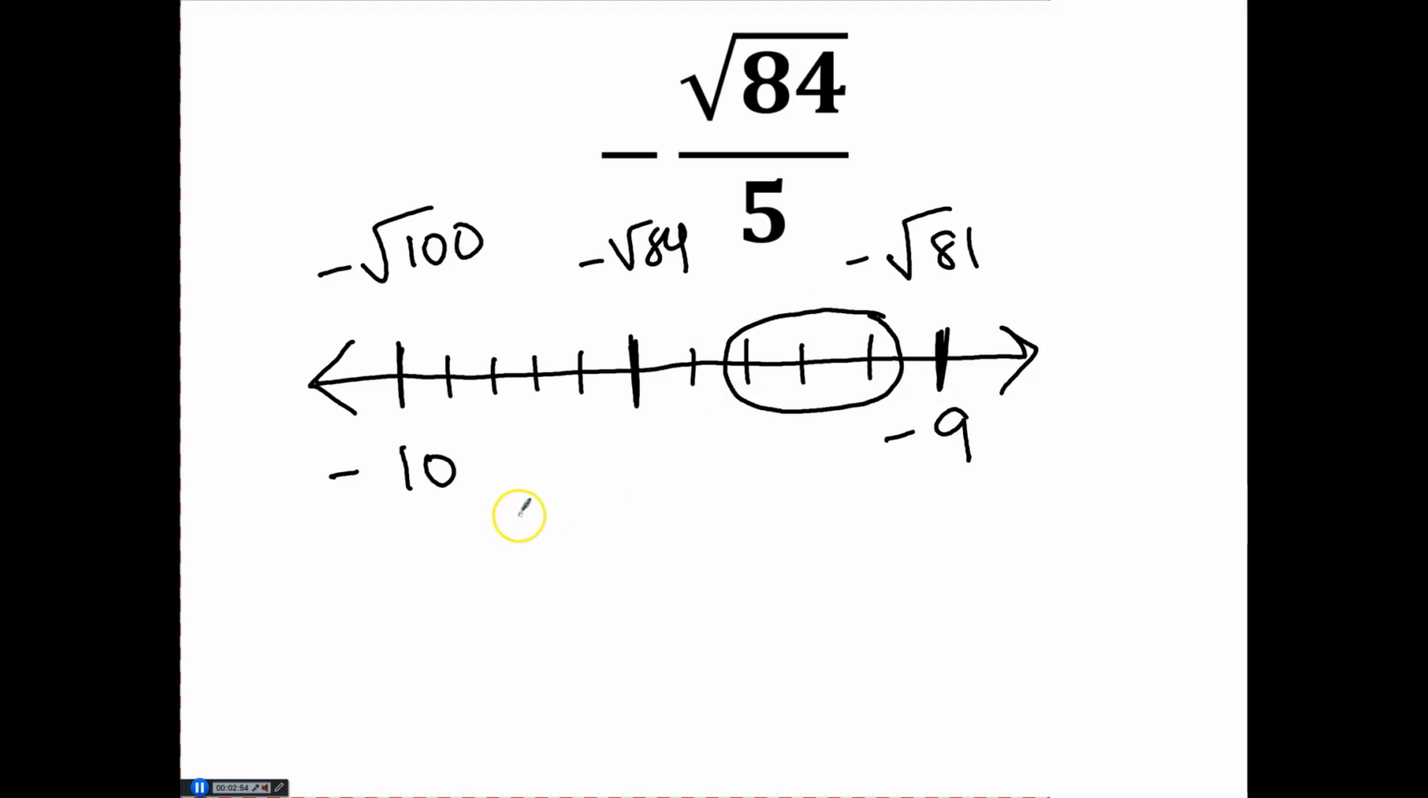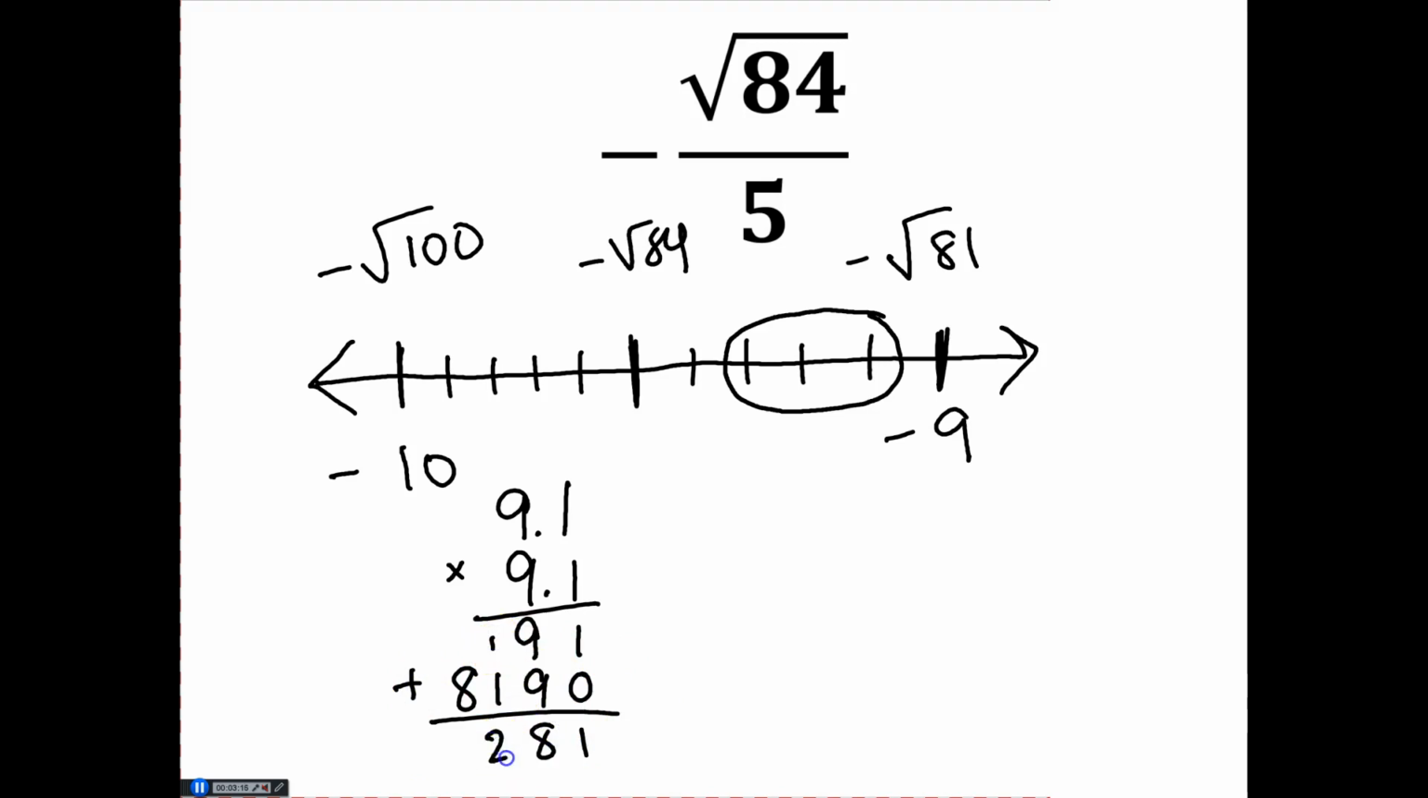Let's do 9.1 times 9.1, because the square root asks what number squared gives us the number inside. 1 times 1 is 1, 1 times 9 is 9, bring down a 0, 9 times 1 is 9, 9 times 9 is 81. Add those together and we get 82.81. We can probably get better than that.